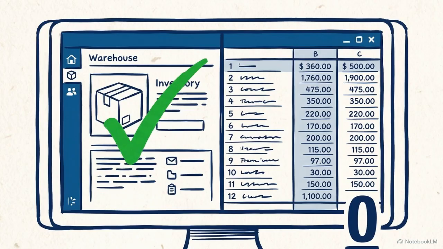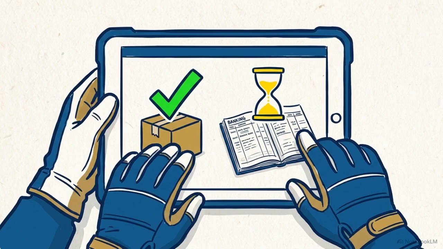The act of logging the physical delivery creates a perfectly balanced zero-sum transaction. We legally recognize the inventory on our books while logging a pending liability, all without touching a single invoice.